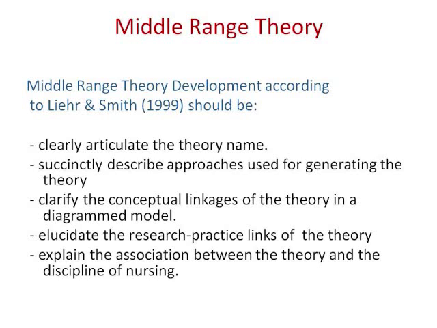Middle range theory development, according to Lear and Smith, should clearly articulate the theory name, succinctly describe approaches used for generating the theory, clarify the conceptual linkages of the theory in a diagram model, elucidate the research and practice links of the theory, and explain the association between the theory and the discipline of nursing. That is your middle range theory.